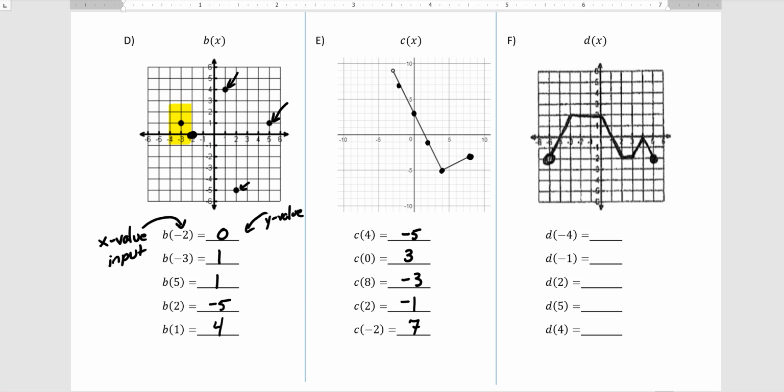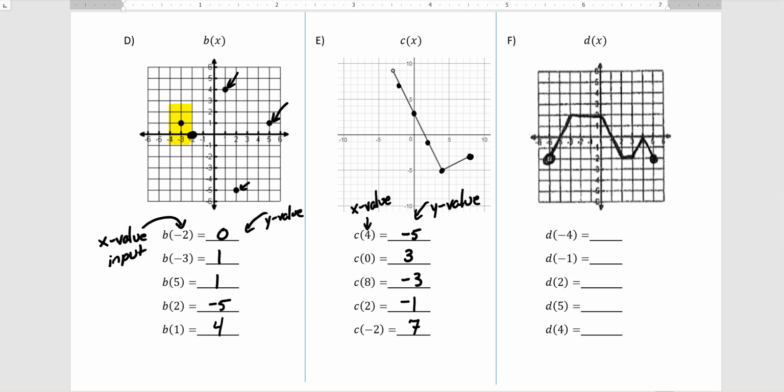All right, and that's all it is. We're just finding, when given this x value, what output or y value is produced. So with that being said, why don't you try letter F on your own? Go ahead and pause the video, try letter F, see how we do.